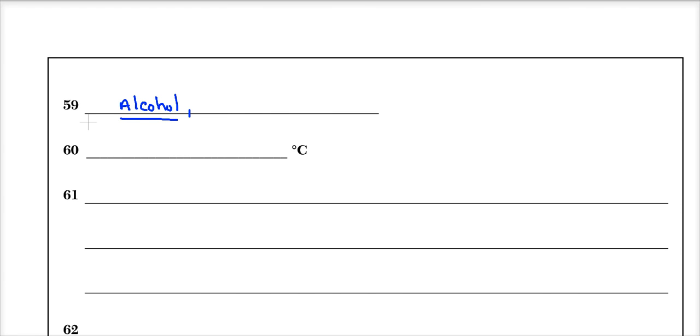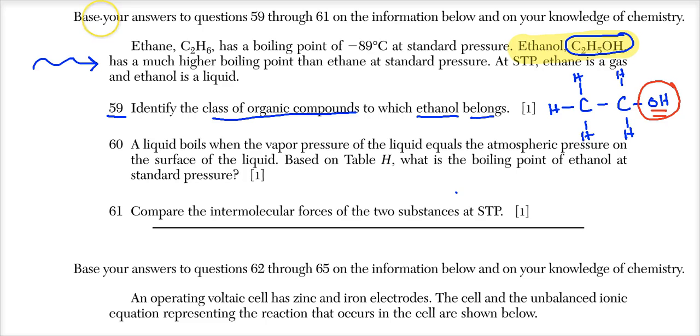Okay, number 60. A liquid boils when the vapor pressure of the liquid equals the atmospheric pressure on the surface of the liquid. Based on table H, what is the boiling point of ethanol at standard pressure? Well, it was really nice of them to give you the first sentence because that's something you should know.